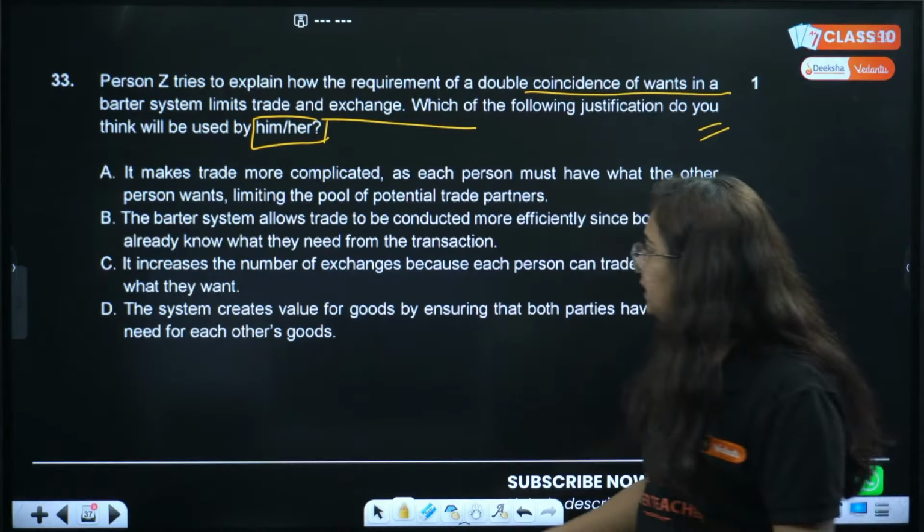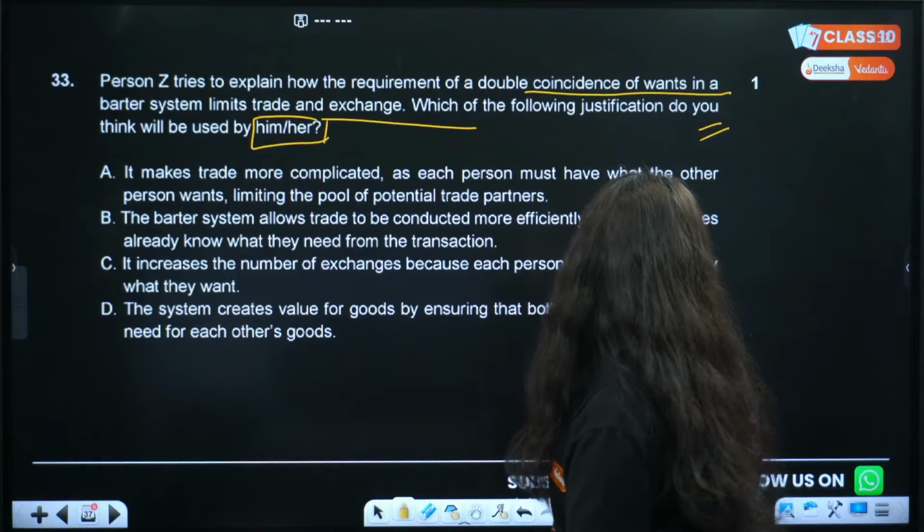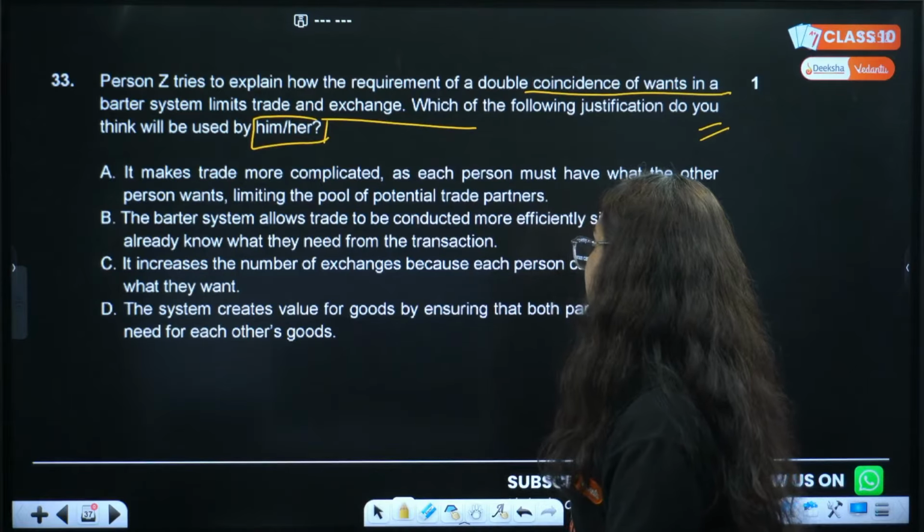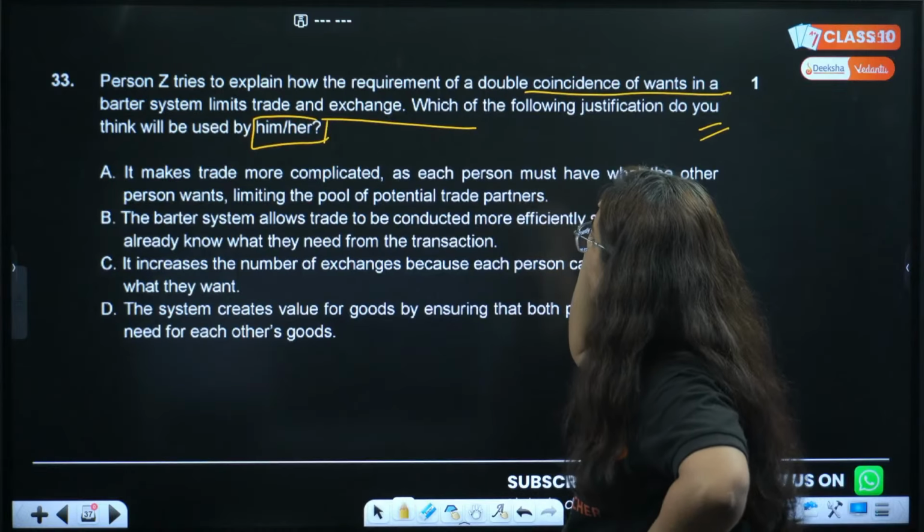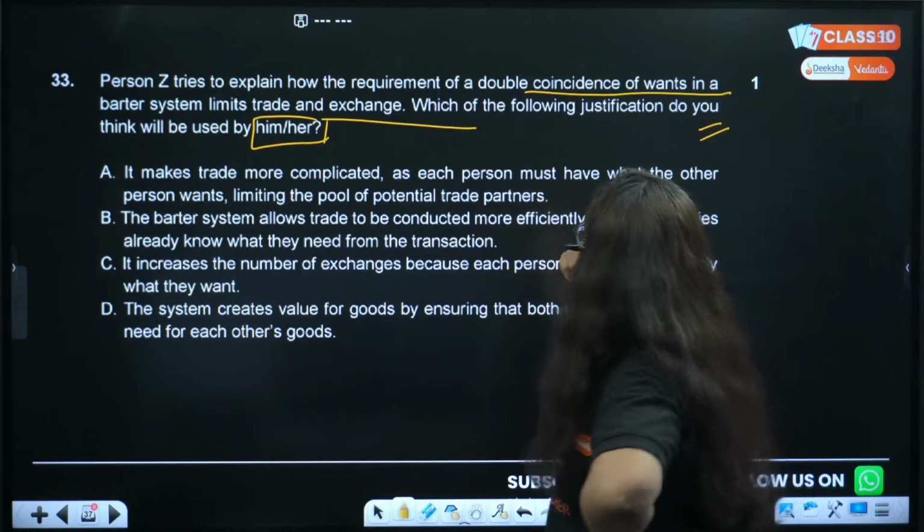Okay, so the barter system creates value for goods by ensuring that both parties have a direct need for each other. Fine, I'll read the question once again. The double coincidence of wants makes trade more complicated as each person must have what the other person wants, limiting the pool of potential partners. Fine.